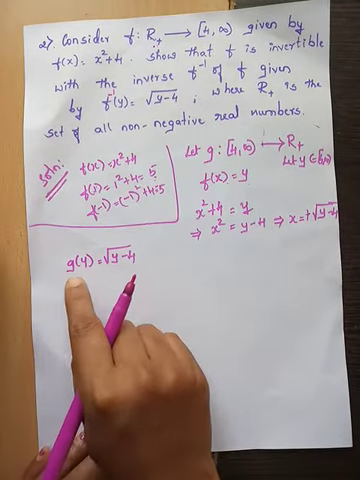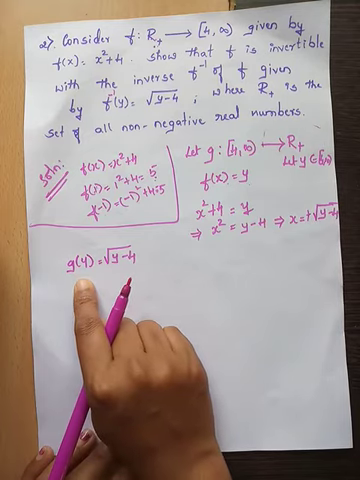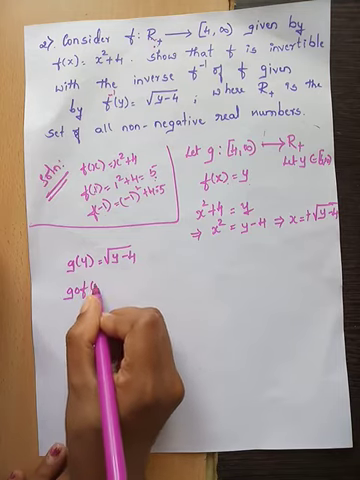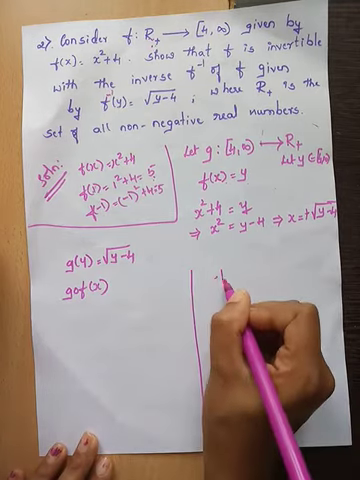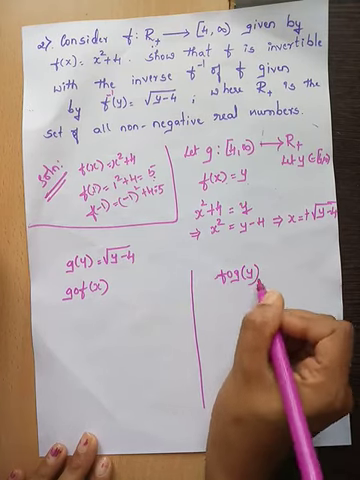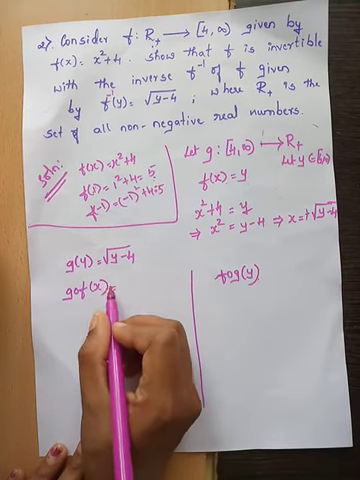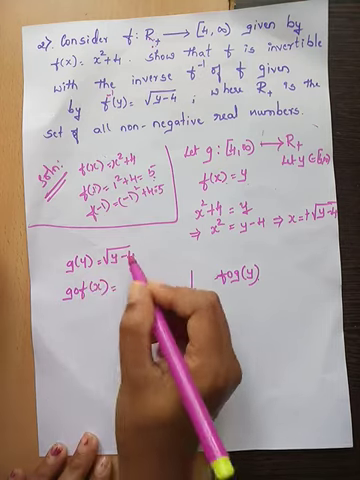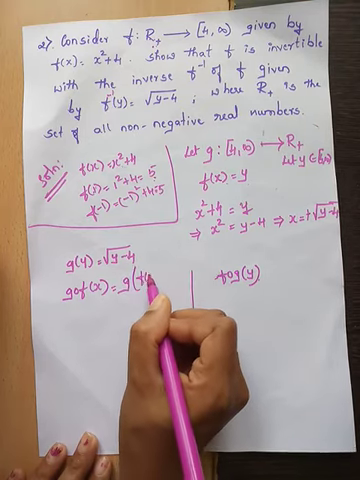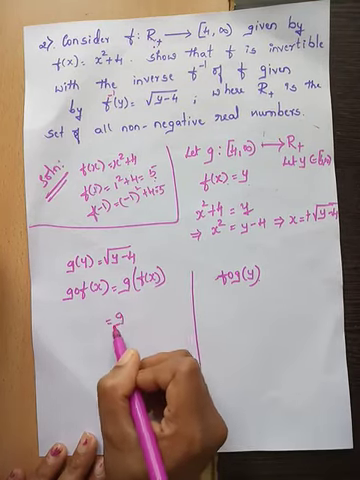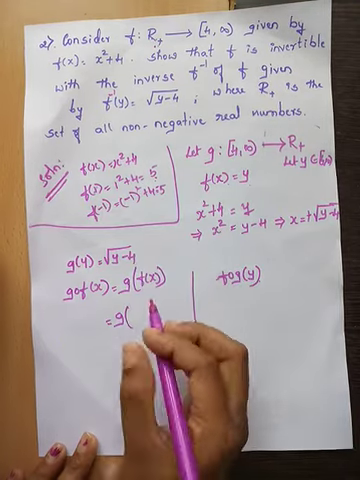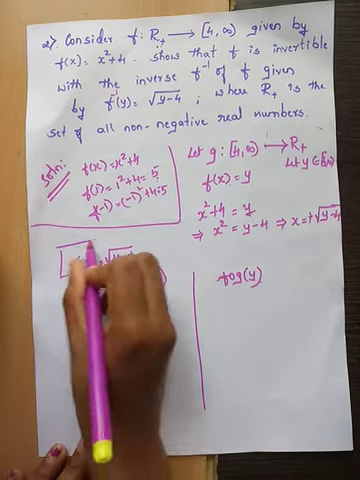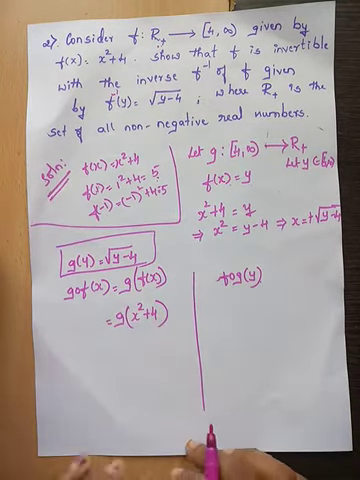Now, we have to check whether this g is actually the inverse or not. So, for that what do we have to do? We have to find g composition f of x, and we have to find f composition g of y. I hope you know why we have taken g composition f of x, because the elements which begin are from f of x. So, it will be g of f of x. What is f of x? f of x is x square plus 4.